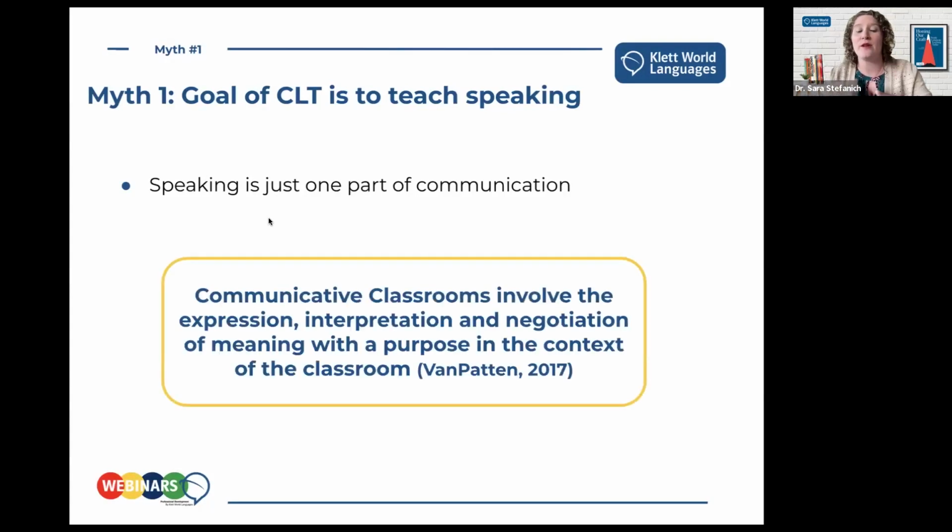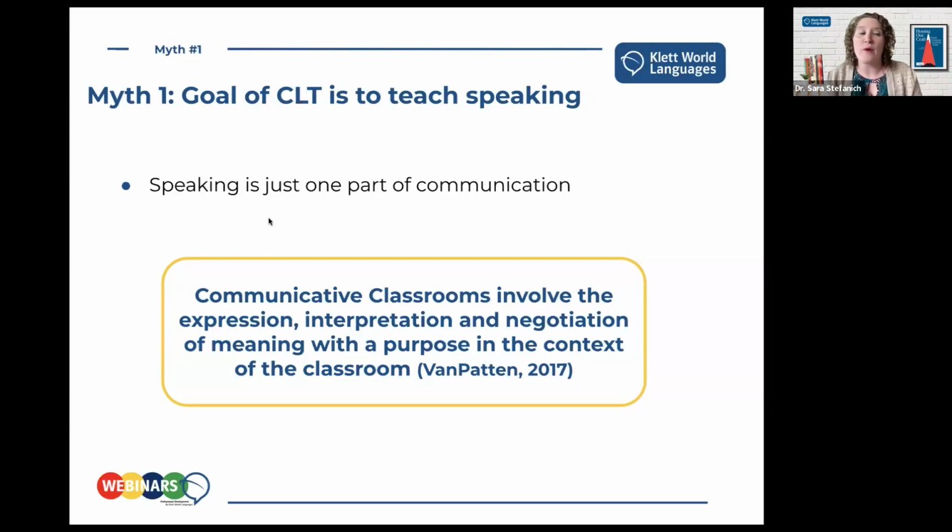And so to continue with our definitions here, one way to define a communicative classroom is that communicative classrooms involve the expression, interpretation, and negotiation of meaning with a purpose in the context of the classroom. And so if we're talking about those 3 activities as part of communication, expression, interpretation, and negotiation, of course we can do that via a spoken format, but we can also do that in a written format. If we are sending an email, if we are texting someone, this is also communication.